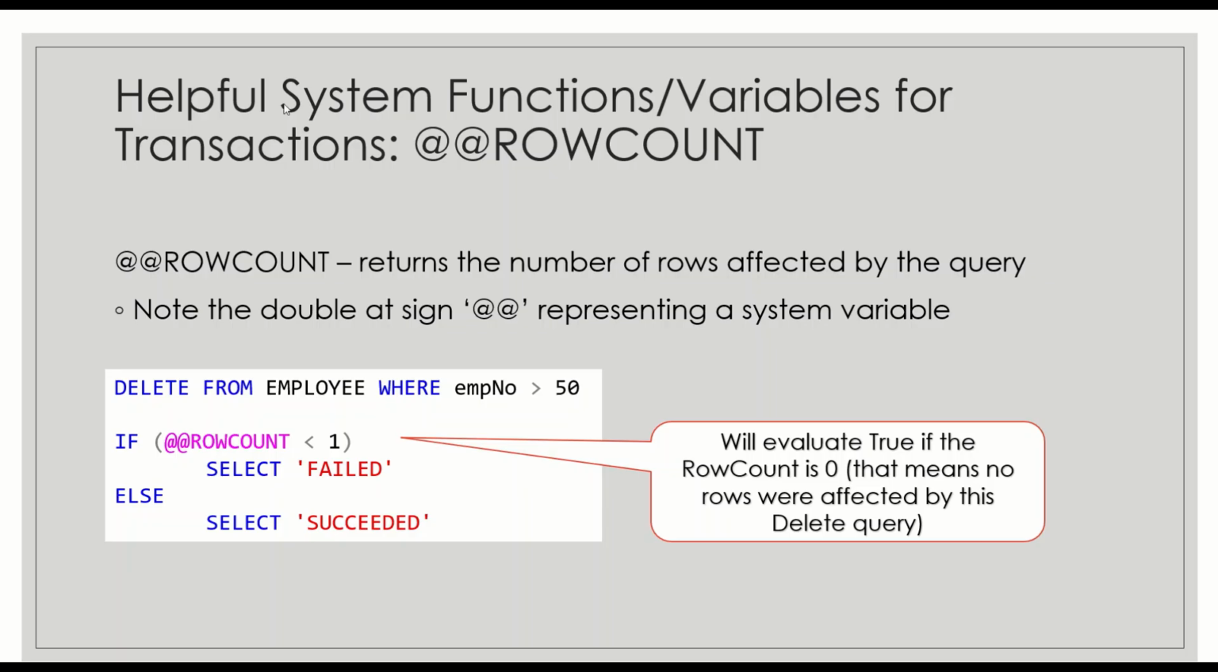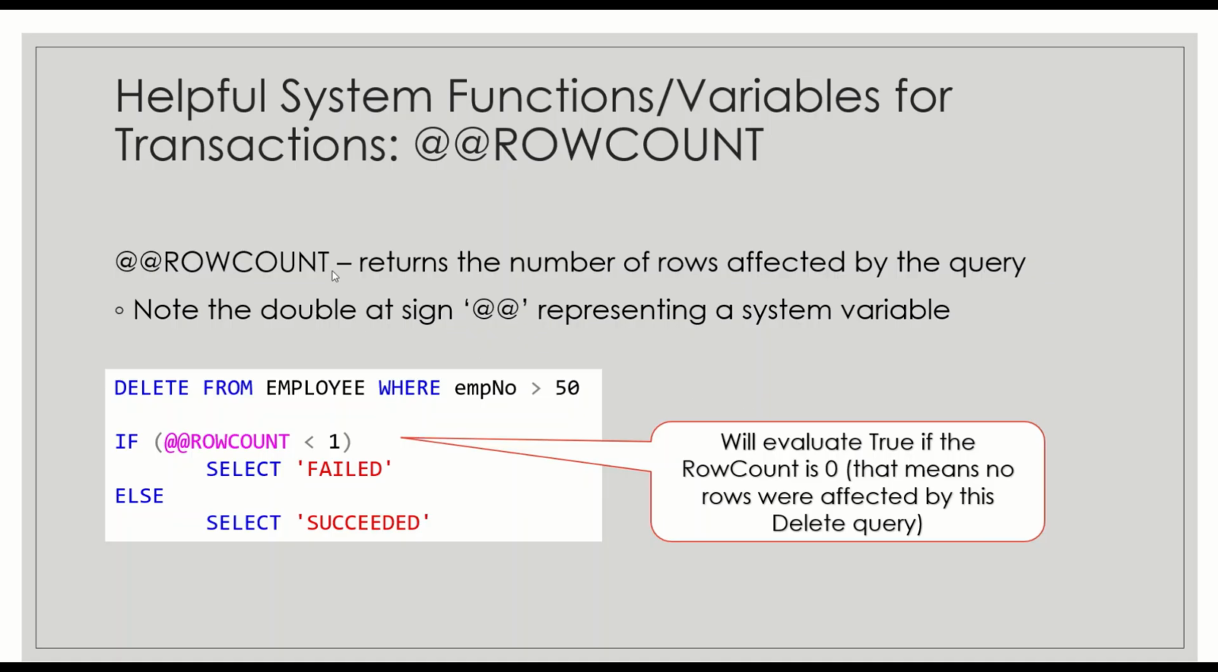The first one is the system variable @@ROWCOUNT. Now you can see in this example, the row count system variable is starting with two @ symbols. In TSQL, a variable is denoted with an @ symbol if it is a user-defined variable, but two @ symbols means that it's a system variable. In a later video, we're going to learn more about variables. For now, let's take a look at the row count system variable.